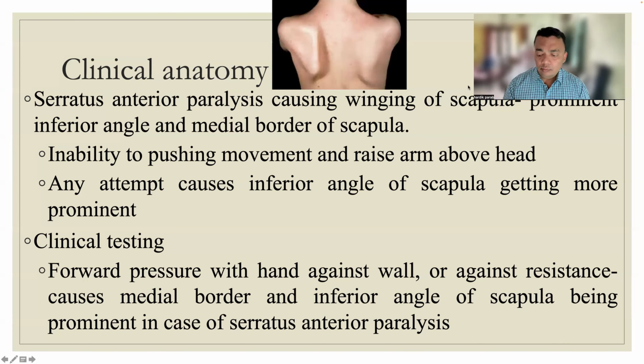So I hope all these things have made it clear. We had discussed the pectoralis major, which is the front part of the chest muscle, the pectoralis minor, which is beneath the pectoralis major, the subclavius, which is below the clavicle, and the last and foremost muscle we discussed is the serratus anterior. So I hope you have gone through the whole video properly.